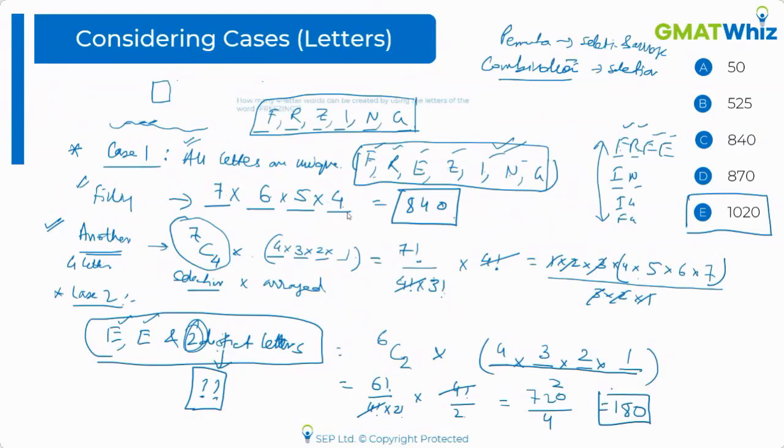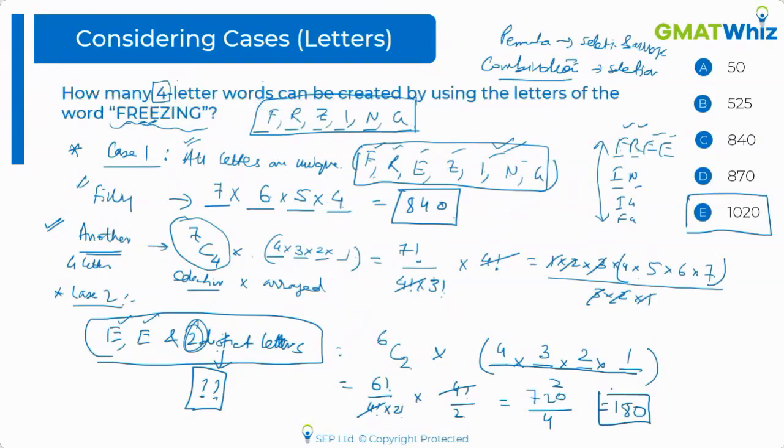Okay. What would be the cases? The first case would be where all letters would be unique, where you just take F, R, E, Z just once and find out using the filling space method. I also showed you the selection way because in the second case, you need to understand where you're taking two E's and two distinct. You have to realize that you need to select which two you want to place in the four gaps. So first you select those two which you want out of the six, and then you arrange them to get your answer.